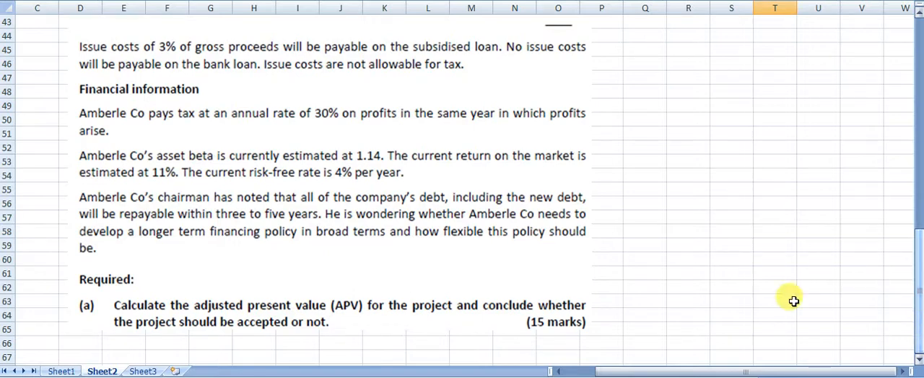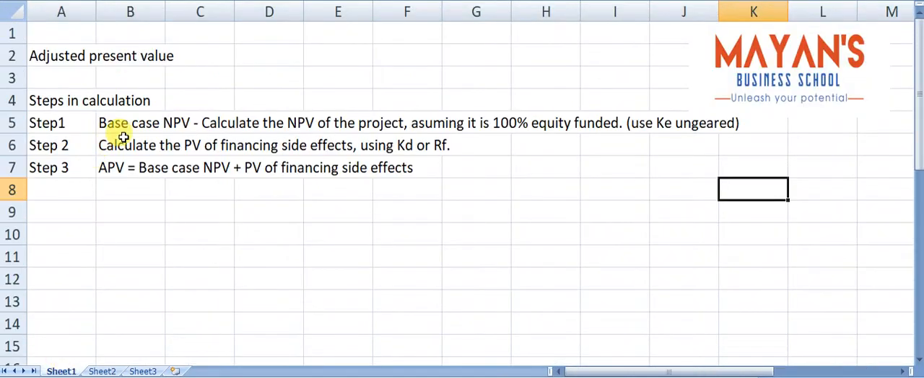So this question is nice because very explicitly they have said calculate APV. Right. So let me proceed with my steps. What are the steps I told you? Step 1 is base case NPV. How do you find base case NPV? Calculate the NPV of the project assuming it's 100% equity funded. Right, we'll see.